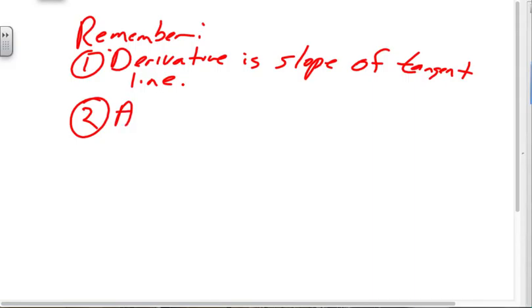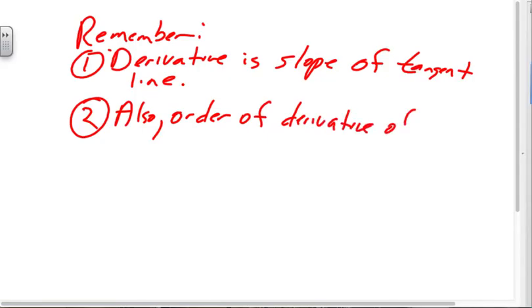Okay, also, the order of the derivative of polynomials, which you remember is the highest exponent, because this will be different for other things, is 1 less than the original function.